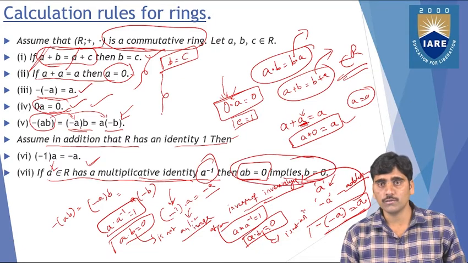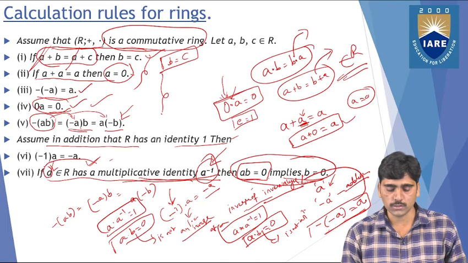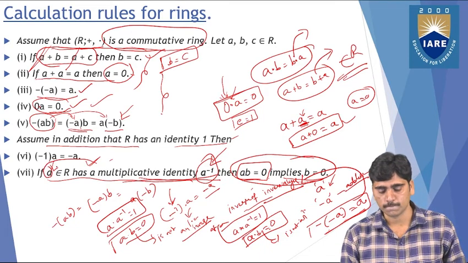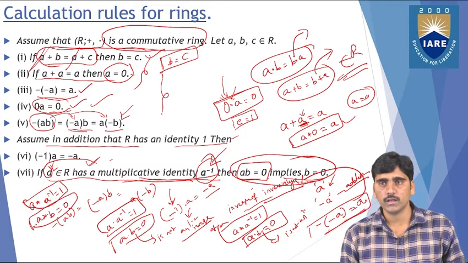So B is not an inverse of this A, and that's why we can mention that A inverse is the multiplicative identity for the positive integer A. So A into A inverse equals 1 will come, but irrespective of A inverse, A into B equals 0 you will get. So these are some calculation rules for rings.